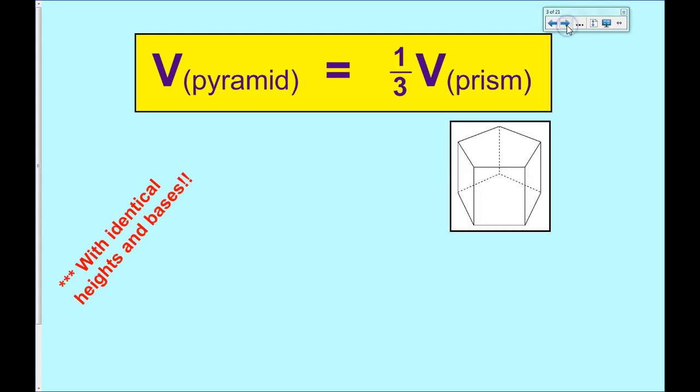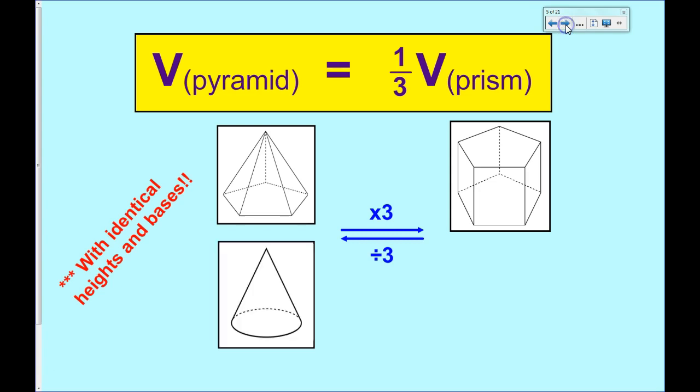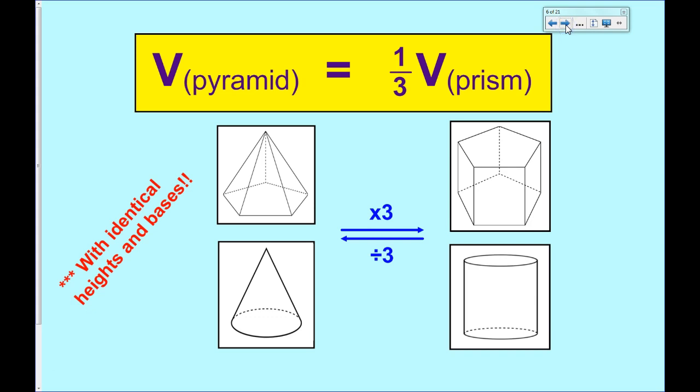So if you know the volume of a prism, to find the volume of, in this case, a pentagonal pyramid with the same height and same base, you simply divide by 3. And likewise, if you have a pyramid already, or in this case a special type of pyramid called a cone, and you want the cylinder to go along with that, find the volume of the cone and then multiply by 3 to get the volume of the cylinder.